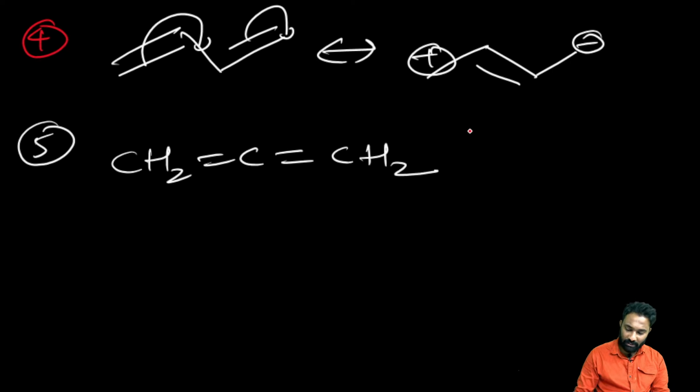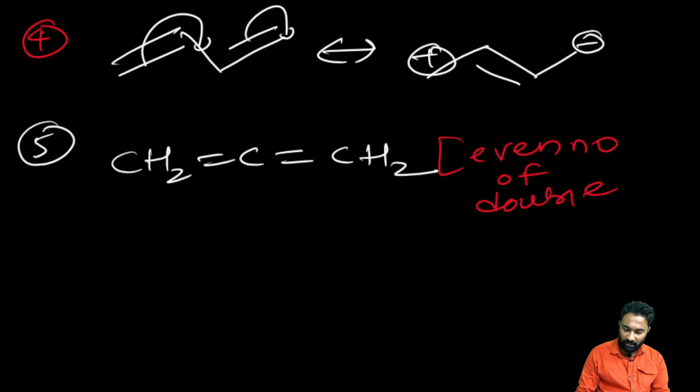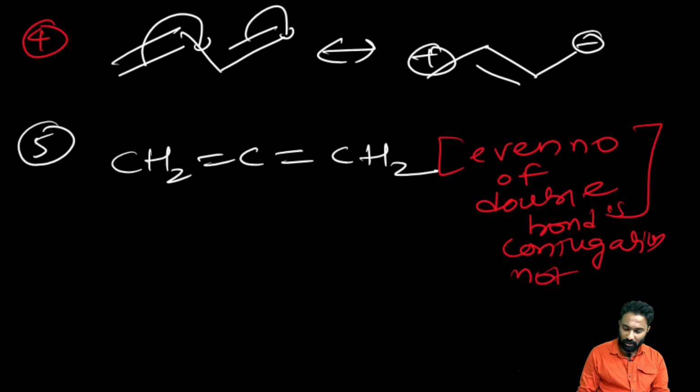In the cumulative diene, if they have given an even number of double bonds, conjugation is not possible. Done.